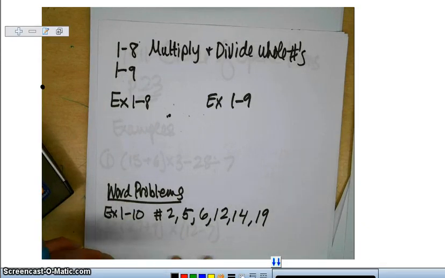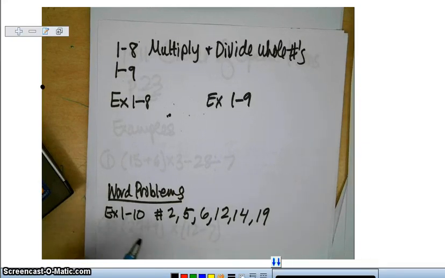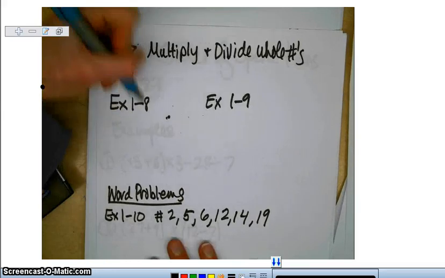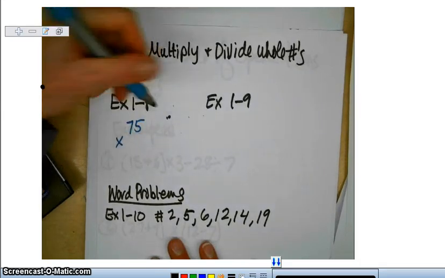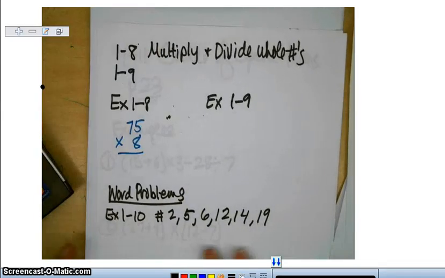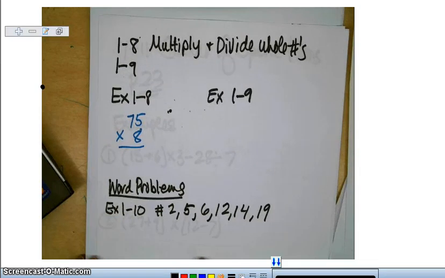All right, so we're looking at multiplying and dividing whole numbers. I'm just going to walk through a quick example of multiplying and dividing. Let's say I wanted to multiply 75 times 8. Quite honestly, I would expect you to just use a calculator to do this, but I just want to refresh your memory on how to do multiplication by hand.